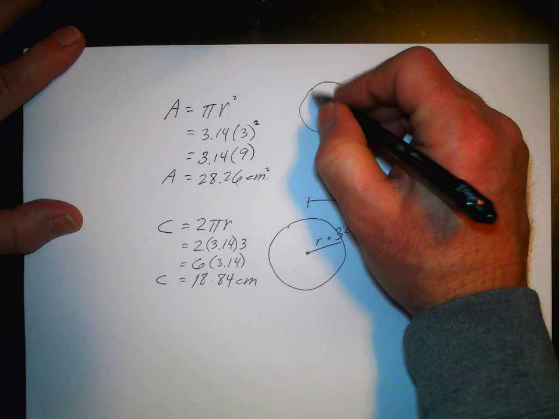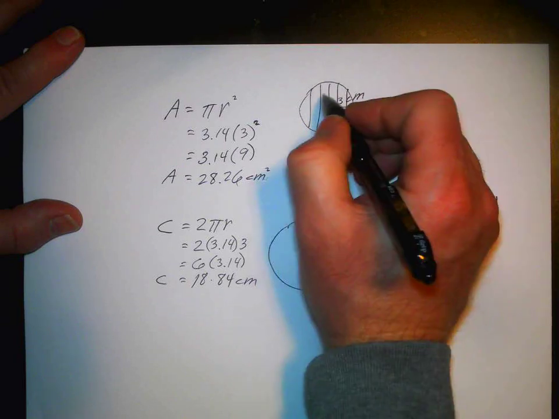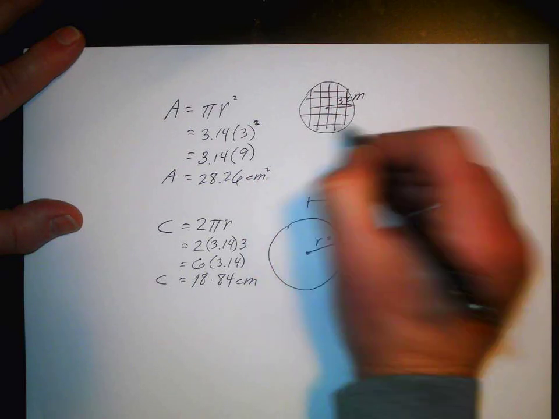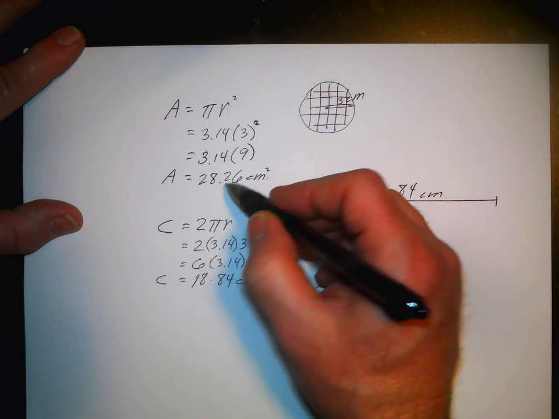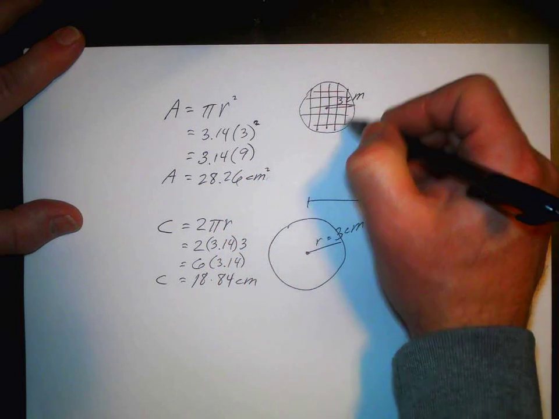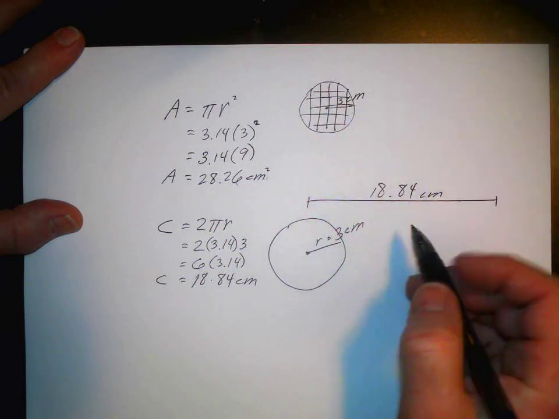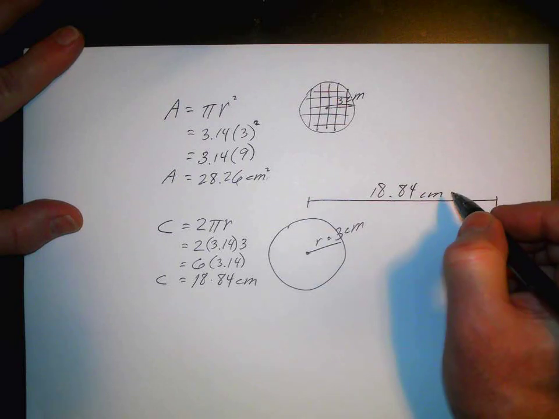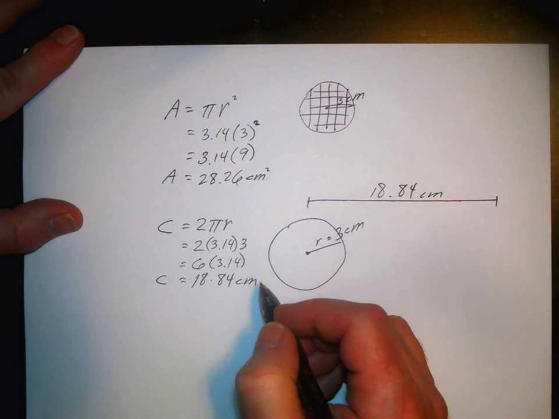This is actually square units, and there's 28.26 square centimeters in there. This is a distance, so it's not squared, it's just left as centimeters.